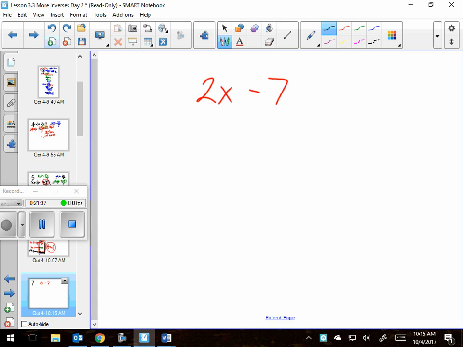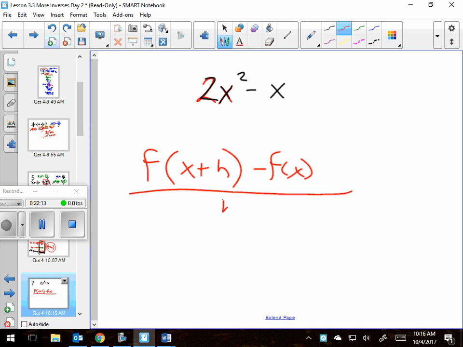So let's make one that's a little more complicated. Okay? Let's say it's 2x squared minus x. Now, find the difference quotient. Now, I told you you wouldn't have to memorize this, but I bet you some of you have. F of what? F of x plus h, minus f of x, all over h. Good. That is the difference quotient. Find it for this equation.